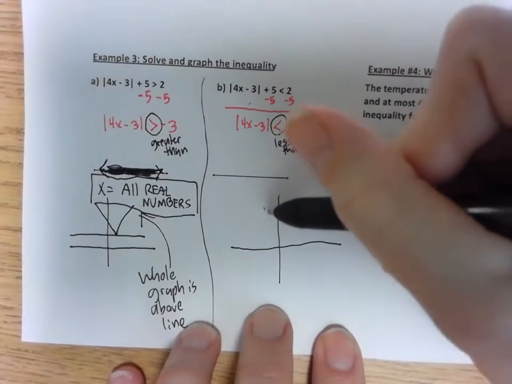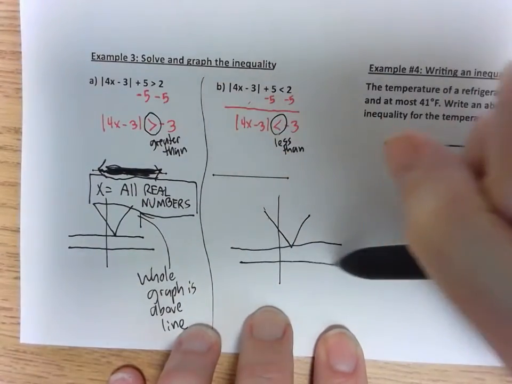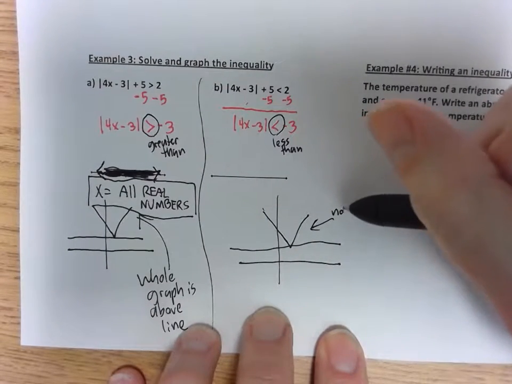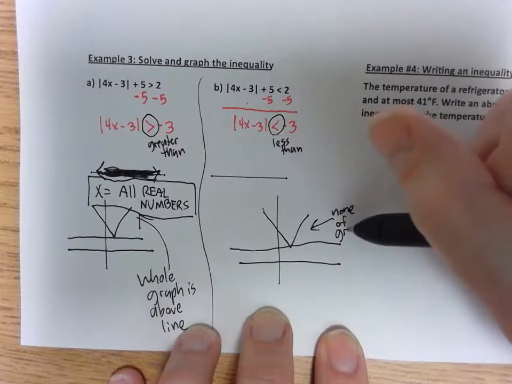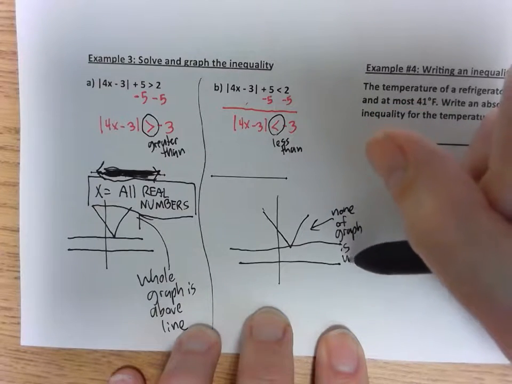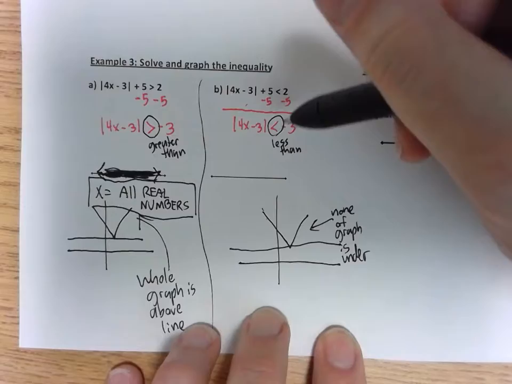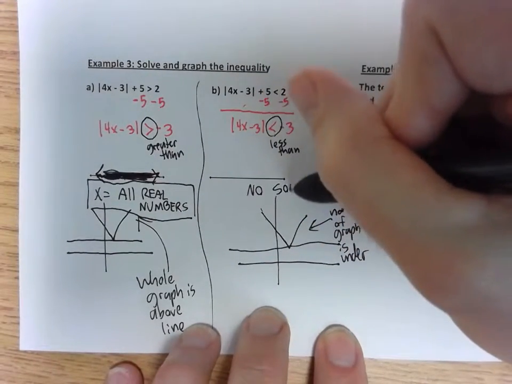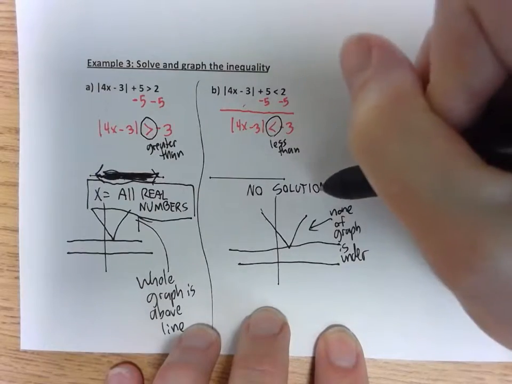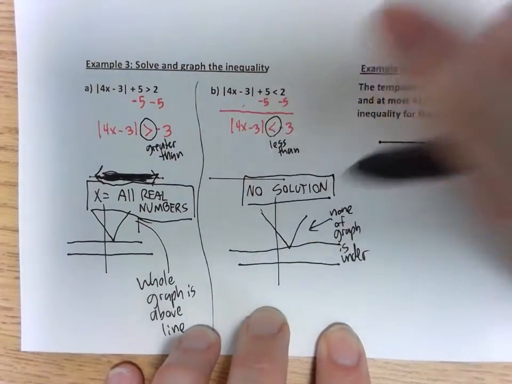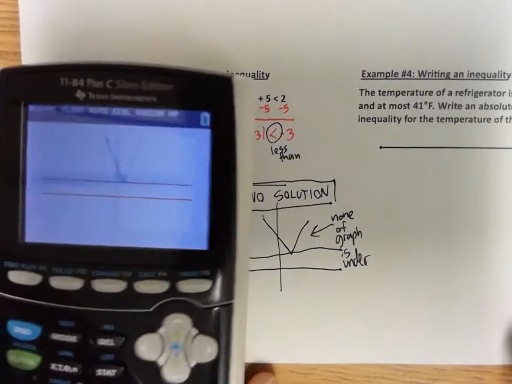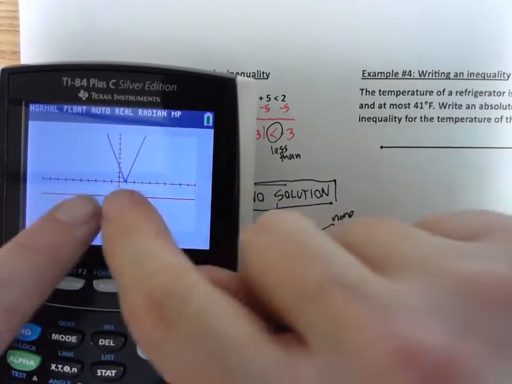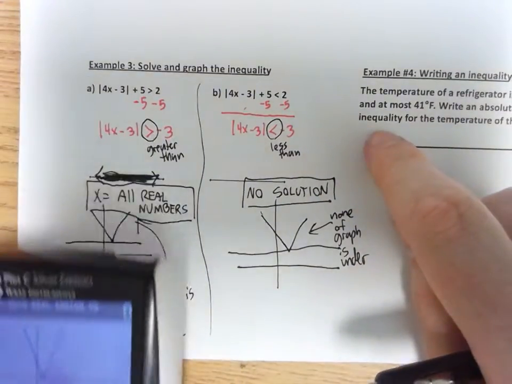If I look at my absolute value and negative 3, none of the graph is under the line. And that's what that would mean. Less than would be under. So there is no solution. So you got to be careful with that. If it's greater than, it's all real numbers. If it's less than, it's no solution. It's one or the other, but it's definitely not both.